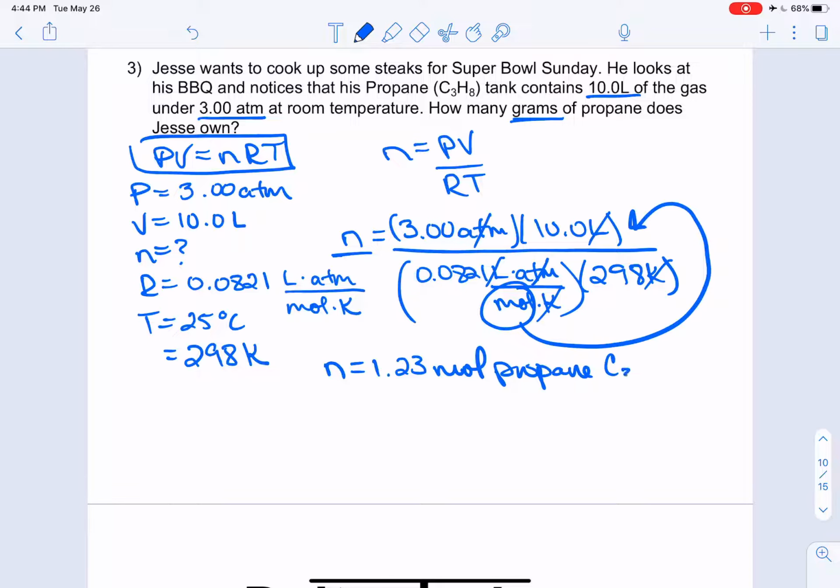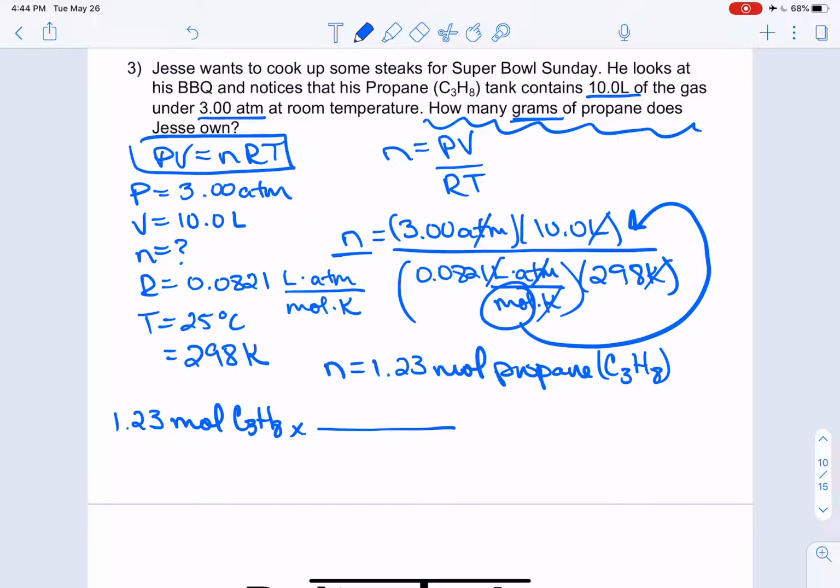And propane is C3H8. Okay, now that is not our answer yet because the question says how many grams. But we know how to go from moles to grams because we've been practicing this a whole lot. So moles of C3H8. And if you want to get rid of moles, then you need to put it in the bottom. And if you want to go to grams, then you got to put it in the top there. And this conversion factor right here is the molar mass of propane.